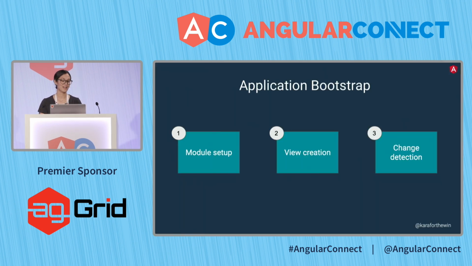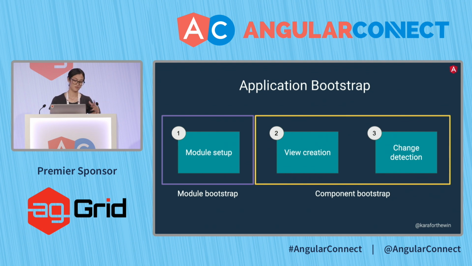OK, so when an application bootstraps, there are three main phases that it goes through. There's module setup, and this is where the framework is instantiating your modules. It's setting up the module injector. There's view creation, when we're actually creating the DOM for your entire application, instantiating directives, that kind of thing. And then there's change detection, and this is when we're checking your binding values and updating them if necessary.